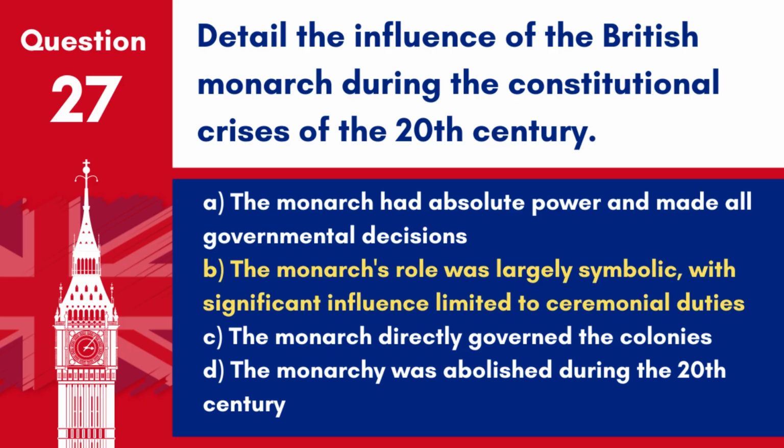Answer. B. The monarch's role was largely symbolic, with significant influence limited to ceremonial duties. During the constitutional crisis of the 20th century, the British monarch played a primarily symbolic role, embodying continuity and tradition, while political power was exercised by Parliament.